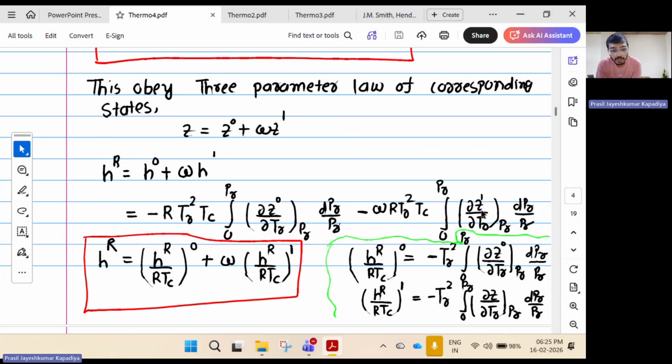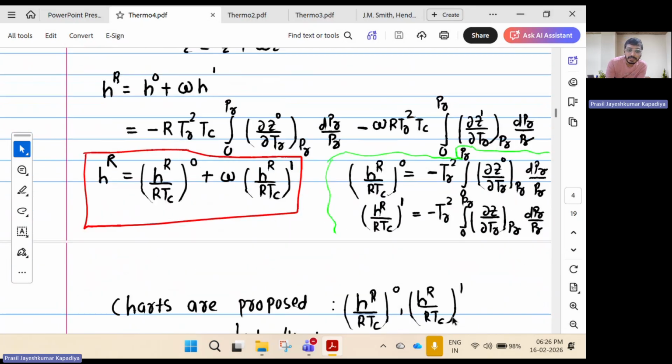So I can also write this as HR, residual enthalpy. I can write it as HR by RTC naught plus omega into HR by RTC prime. Okay, so this term comes out. So this is how I can estimate residual enthalpies, and for this charts are proposed.